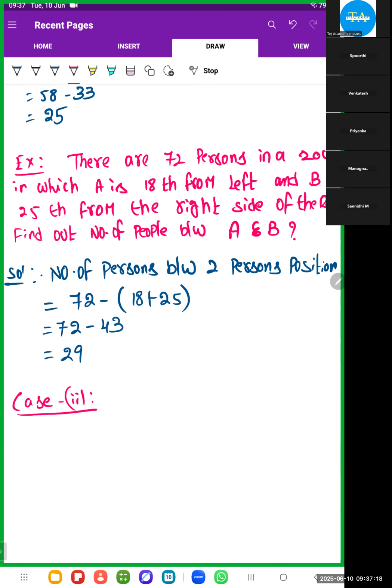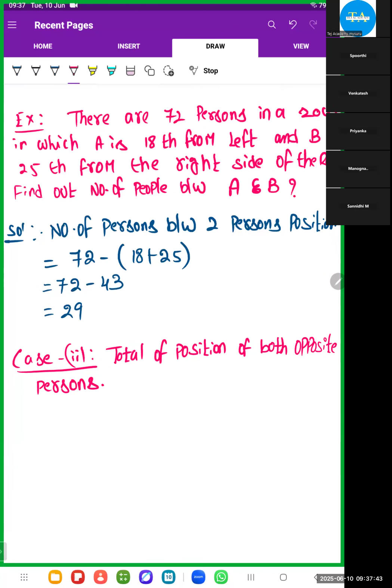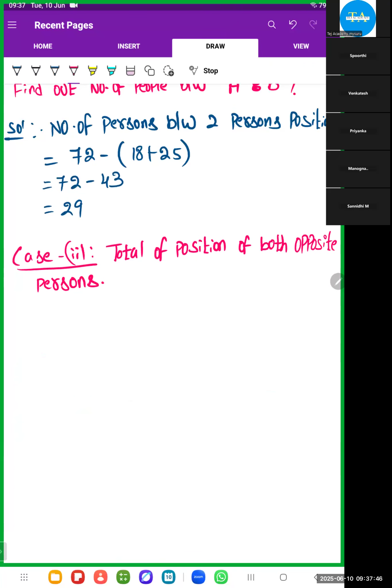Case two. Total of position of both opposite persons. Total of position of both the opposite persons. In such a case, how to find the number of persons between the persons? So write the formula in this case.